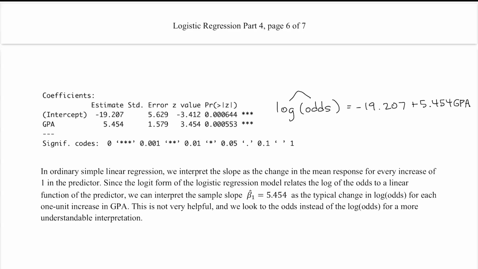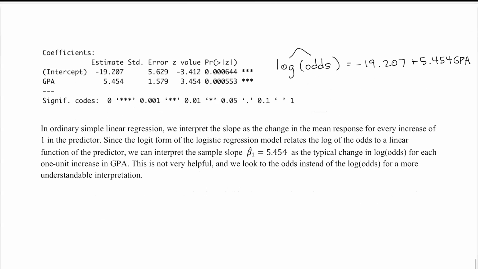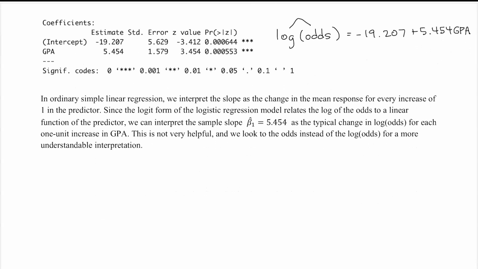Okay, so as we've said a few times already, if this were simple linear regression, that slope would be pretty easy to interpret. But in this logit transformation, it's a little bit more challenging. So this predicted beta 1, 5.454, is a typical change in log odds for each 1 unit increase in GPA. Again, what does that actually mean? So let's see if we can get it into a more understandable form.